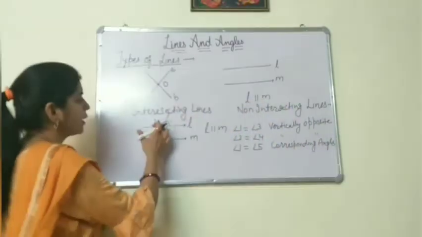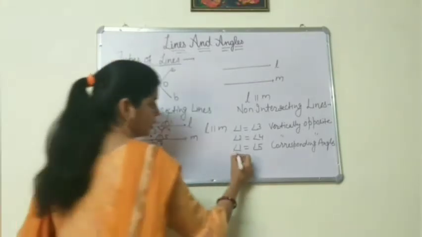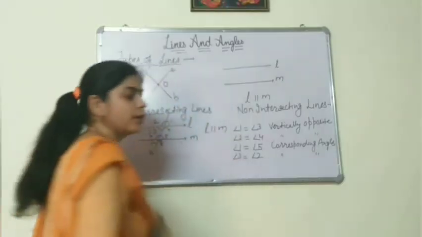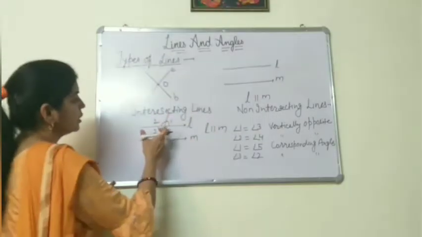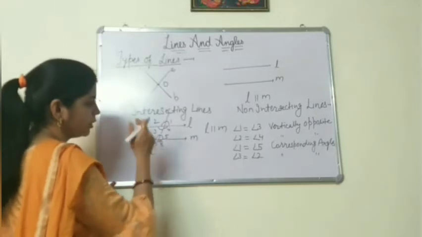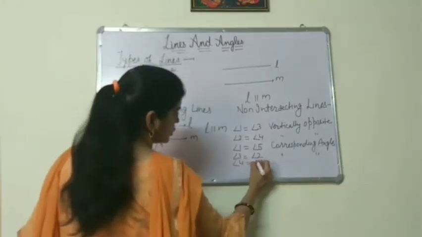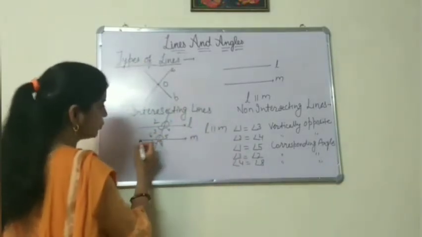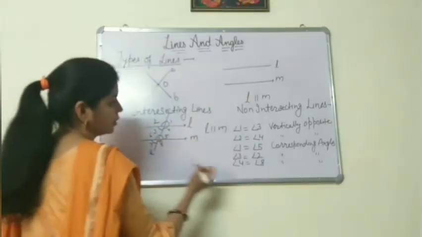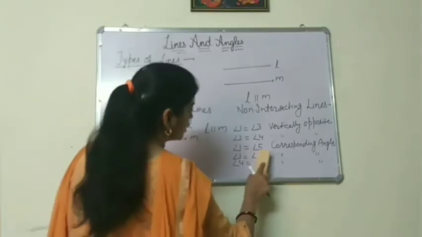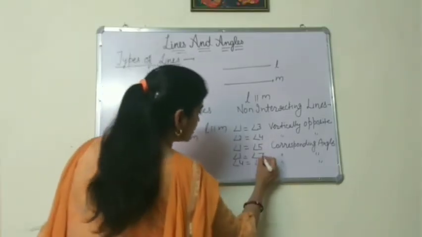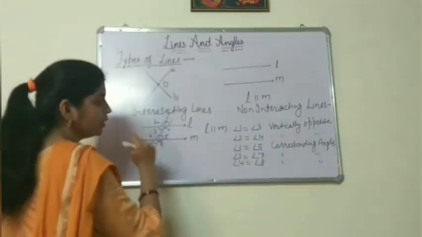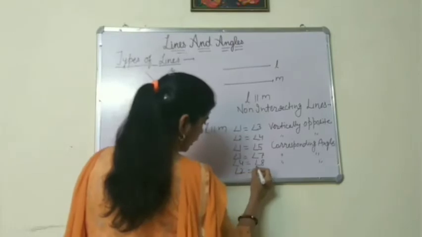Similarly, we can say angle 2 is equal to angle 3. This is also a corresponding angles pair. And similarly, angle 4 is equal to angle 8, corresponding angles. And angle 3 is equal to angle 7. These are corresponding angles. And angle 2 is equal to angle 6, corresponding angles.